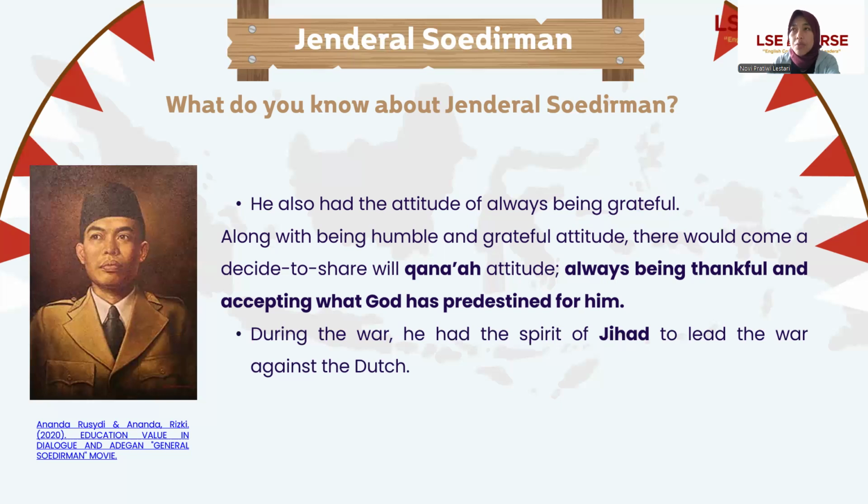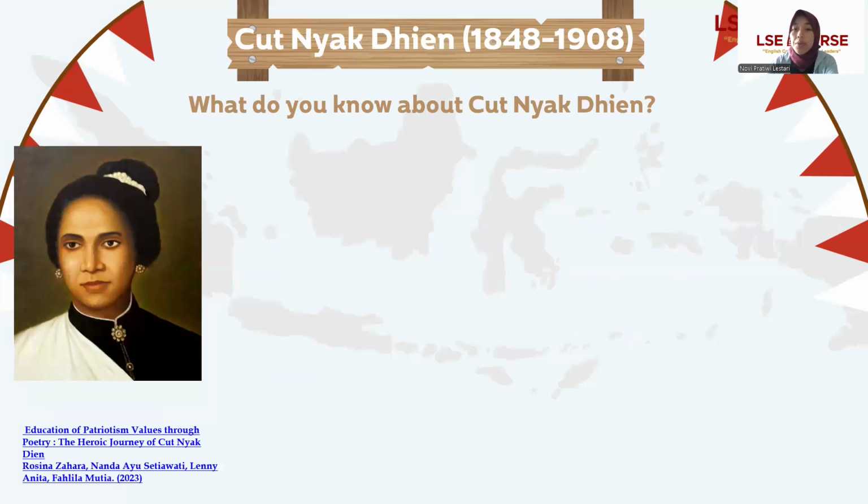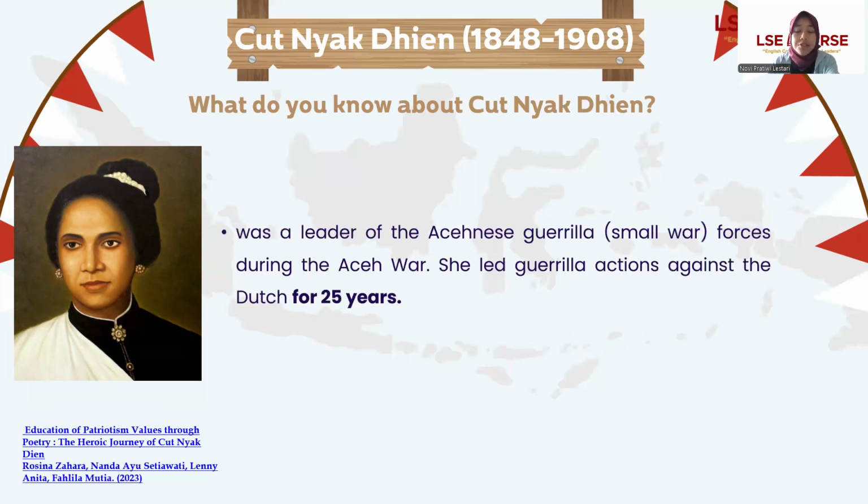Do you think that General Sudirman was a nice person, was a good person, was a good hero? Yes, of course. Okay, so the next one is about what do you know about Cut Nyak Dien, everyone? Okay, let's see. So Cut Nyak Dien was a leader of the Acehnese guerrilla, or small guerrilla, which means small war, forces during the Aceh War. She led guerrilla actions against the Dutch for 25 years.